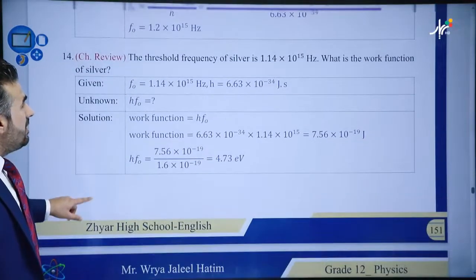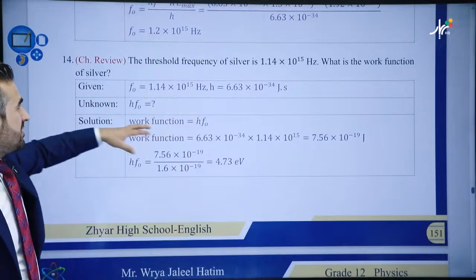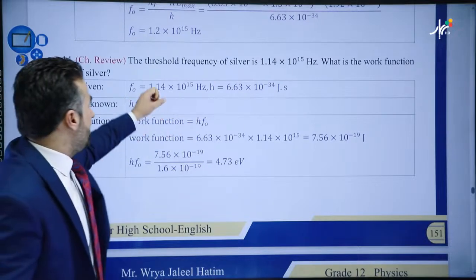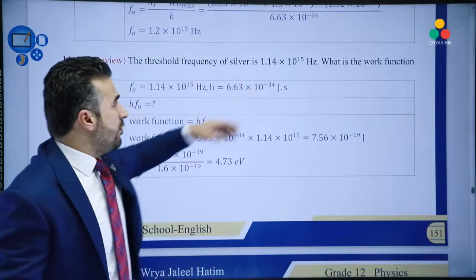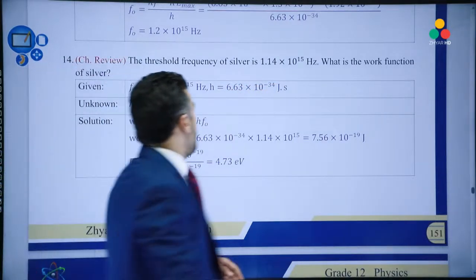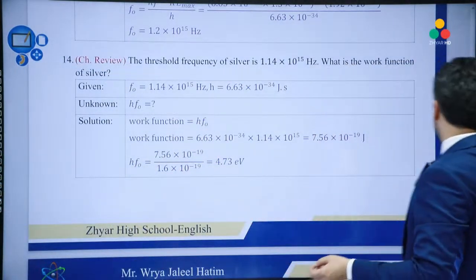Okay, now this is one of the easiest questions here. It is just the application of the equation. It says the threshold frequency of silver is this much. What is the work function? Yeah. So remember, we have the work function normally equals to what?